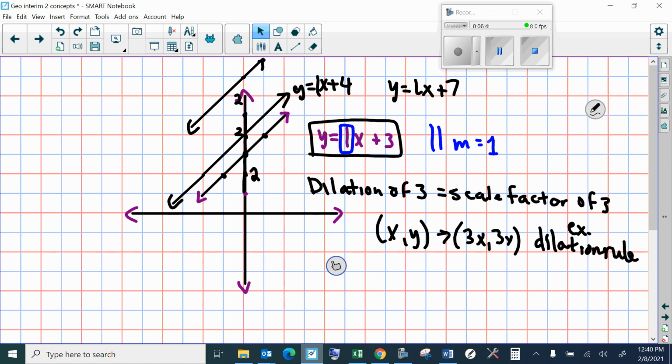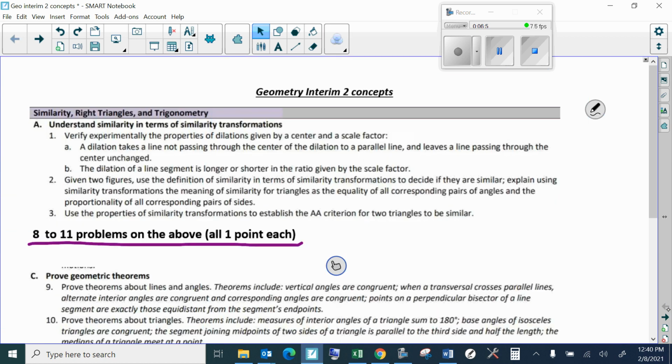Okay, so that's A. The dilation of line segments, so now we're talking about a line segment, not a line, is longer or shorter in the ratio given by the scale factor. So again, if it was double, it would be double in length. If it was triple, it would be triple in length. If it was a half, it would be a half in length. That's a line segment itself.